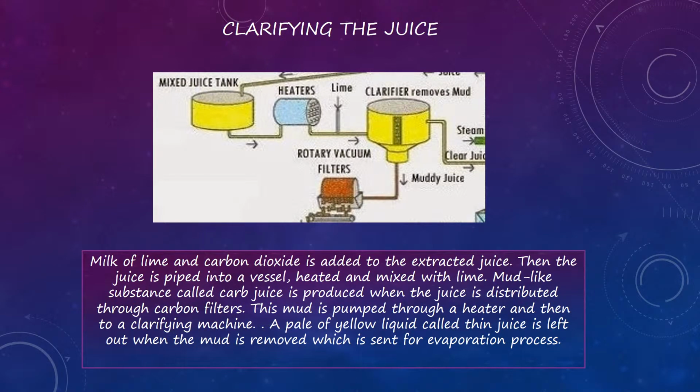Then the clarifying process takes place. Milk of lime and carbon dioxide is added to the extracted juice. Then the juice is piped into a vessel, heated and mixed with lime. A mud-like substance is produced when the juice is distributed through carbon filters. This mud is pumped through a heater and then to a clarifying machine. A pale yellow liquid called thin juice is left when the mud is removed, which is sent for the evaporation process.